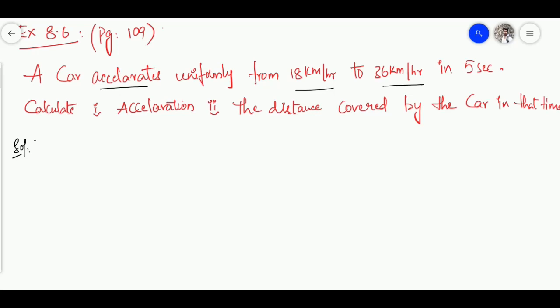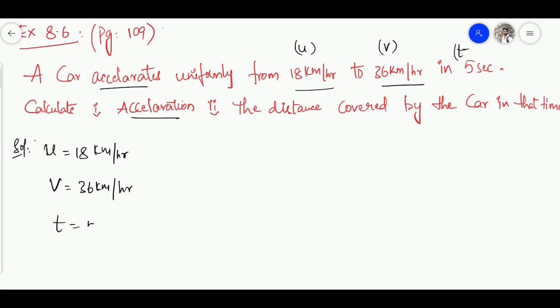So let me read the question again. A car accelerates uniformly from 18 km per hour to 36 km per hour. So this is the initial velocity and this is the final velocity it reached, and this is the time taken. Now you have to find the acceleration. So let me write the data first. U equal to 18 km per hour and V equal to 36 km per hour. And the time given is 5 seconds.